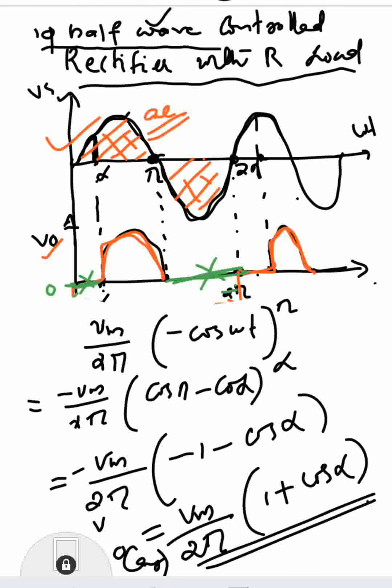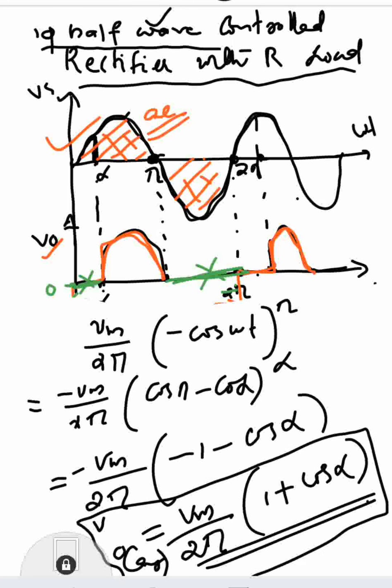These expressions are very important because in examinations like GATE or any competitive examination, they will directly ask for this expression, Vm by 2 pi (1 plus cos alpha).